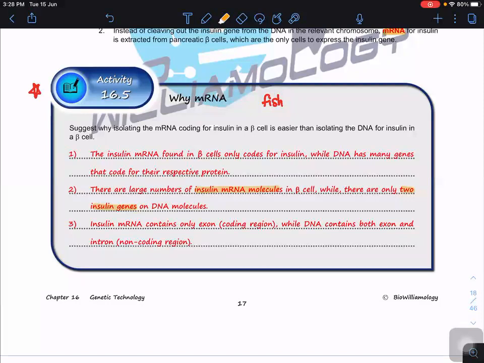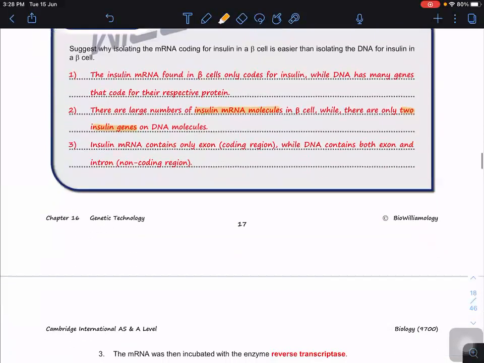Third one, very, very important. The insulin mRNA only contains coding regions, exons. But DNA contains both exons and introns, which, if you incorporate it into the bacterial E. coli, E. coli won't know what to do. Are you clear? It's a language that E. coli does not understand. They don't care, they just translate everything. Then the amino acid sequence will be the wrong one, so we won't get the insulin at the end.